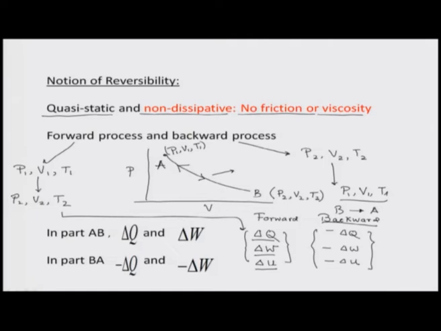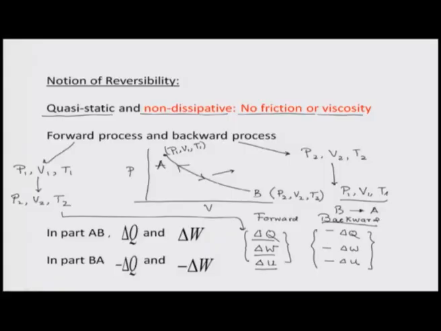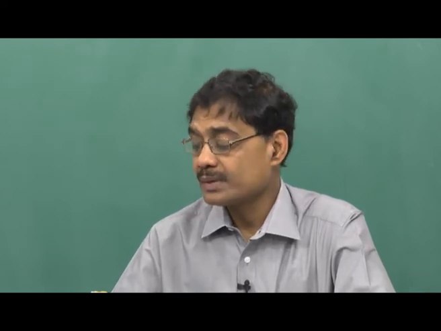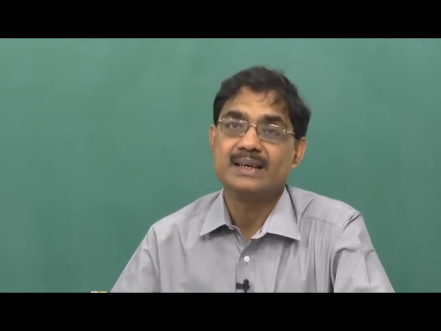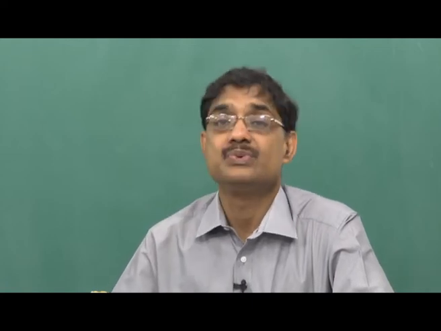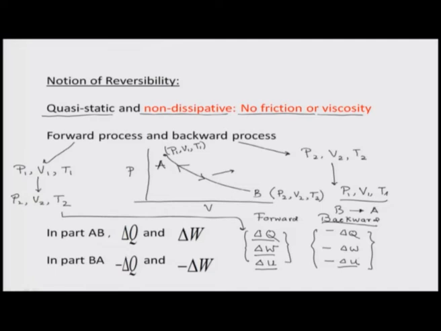If I absorb a heat delta Q in the forward process, I must release an amount of heat which is minus delta Q in the reverse process. Similarly for work, similarly for internal energy. If the net change in internal energy is positive, an amount delta U, in the reverse process it will decrease by the same amount delta U. This is what I mean by forward and backward process, and in a reversible process these are equivalent in the following sense which I have elaborated here.